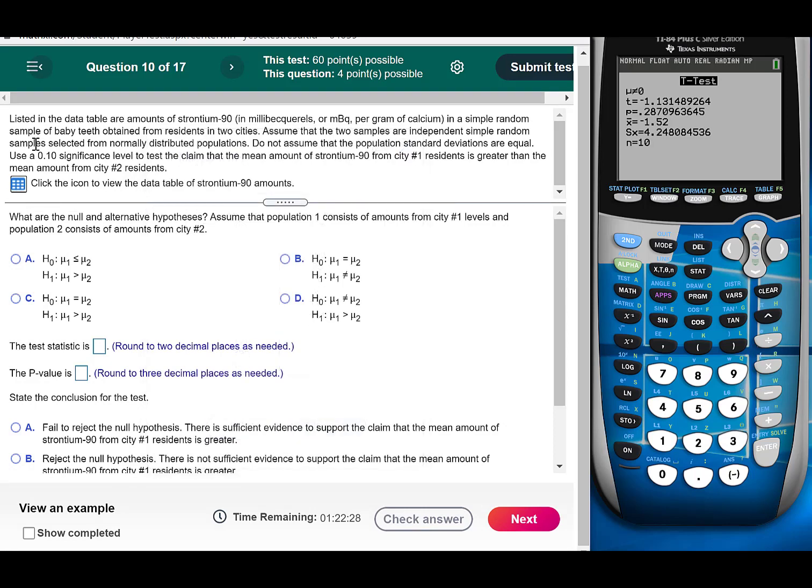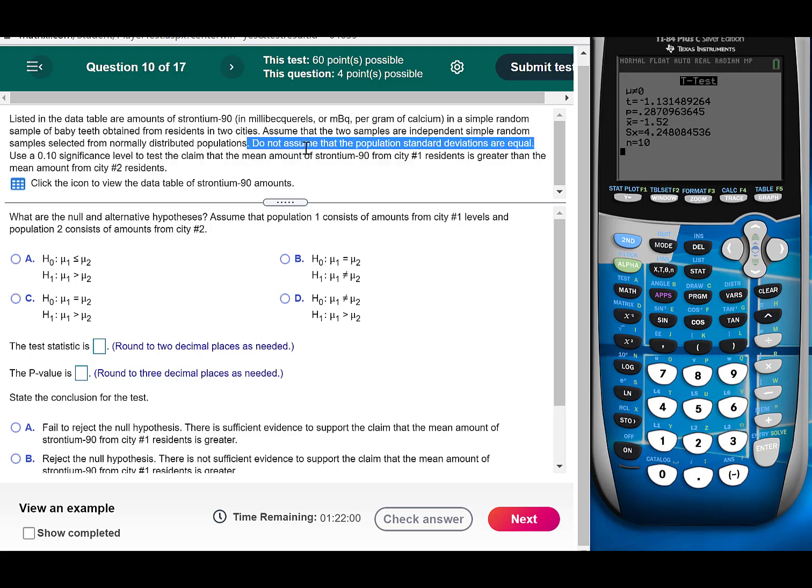Okay, let's do this. Listed in the data table are amounts of strontium 90 in a simple random sample of baby teeth obtained from residents in 2 cities. Residents in 2 cities means the samples are independent, guys. Assume that the 2 samples are independent, simple random. He says that. Selected from normally distributed populations. Do not assume population standard deviations are equal. That means pooled is no.